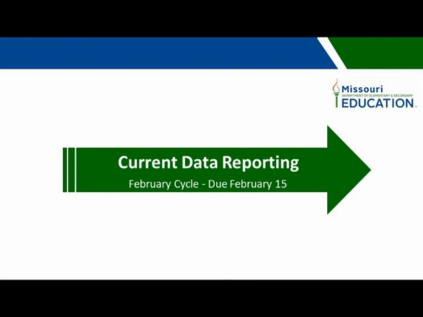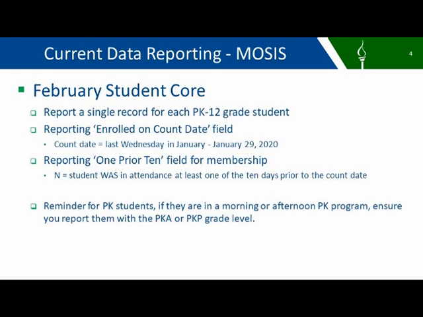For the February Student Core, this file is going to include PK through 12 students that were enrolled or were a member as of the last Wednesday in January. So for this count date for this file, it will be tomorrow on January 29th. This file determines the membership and state free and reduced lunch counts that populate Core Data Screen 15.